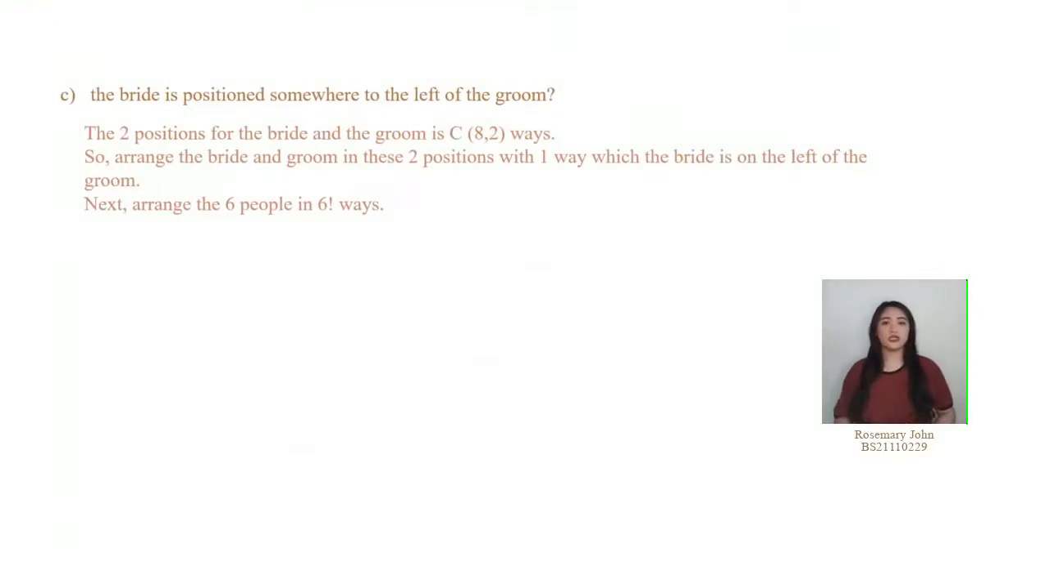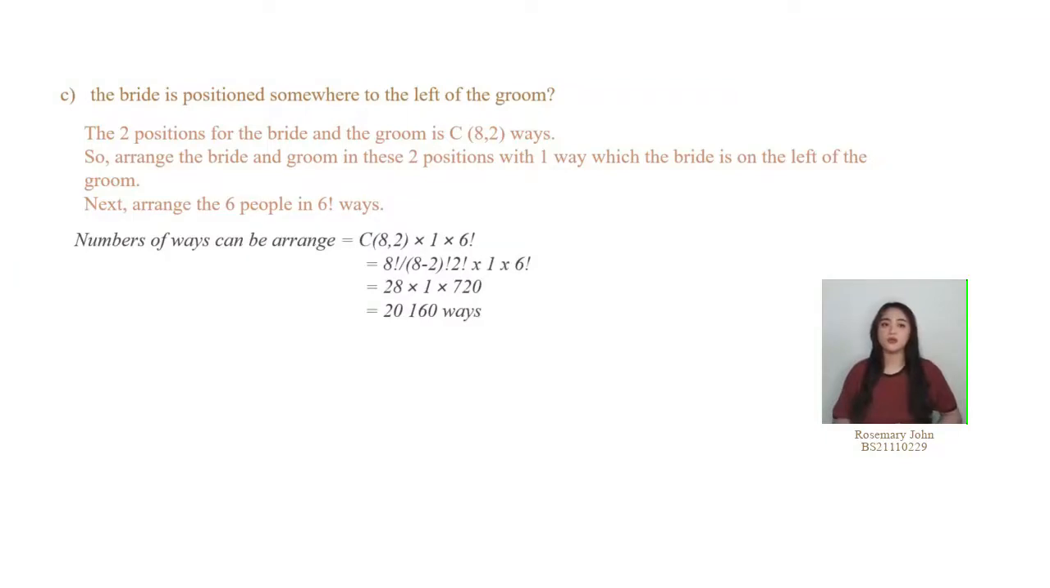For the last question, the bride is positioned somewhere to the left of the groom. The 2 positions for the bride and groom can be chosen in C(8,2) ways. Then we arrange the bride and groom in 1 way, which is the bride on the left of the groom. Next we can arrange the 6 people in 6 factorial ways. So the number of ways is 8 factorial over (8 minus 2) factorial times 2 factorial, times 1, times 6 factorial. We get 28 times 1 times 720, and the final answer is 20,160 ways.